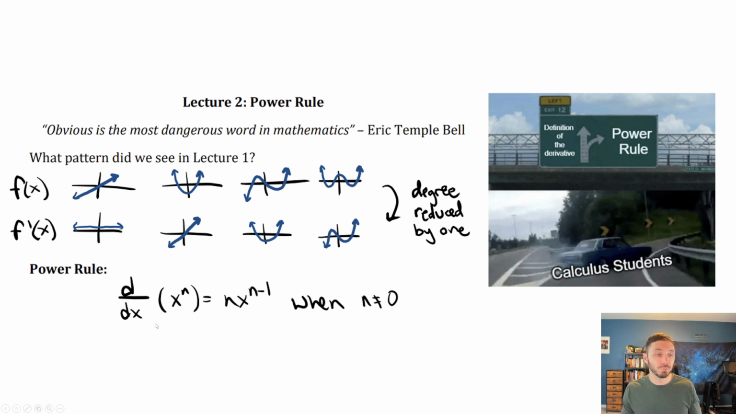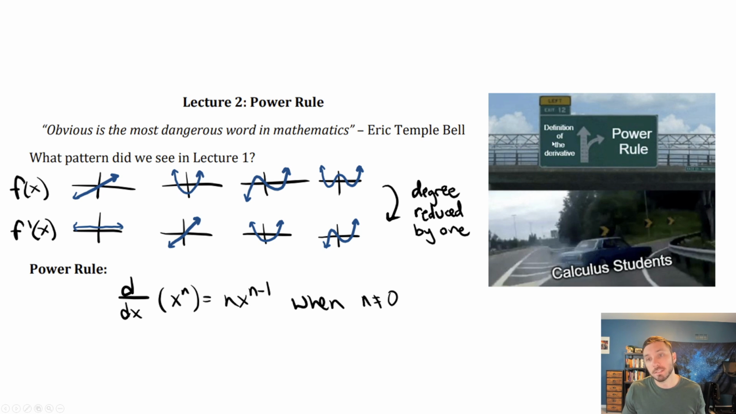I'm not going to show the proof for this, but actually maybe towards the end I'll show it. At the end I'll show the proof for this. But for now, we're just going to say, okay, if you have x to the nth power, then the derivative, that's what this d dx means, take the derivative, will be n times x to the n minus 1 power. You're reducing the degree by 1, n minus 1.